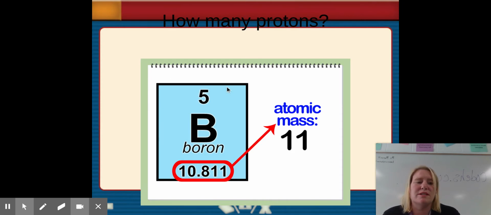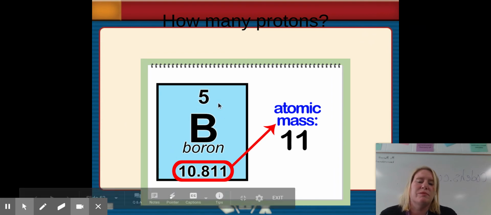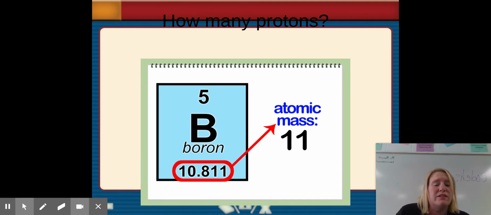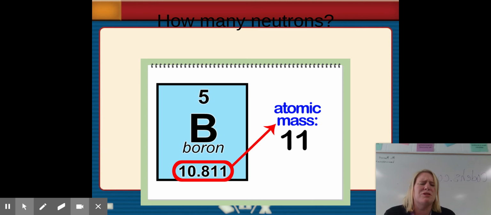So most importantly, I want you to be able to identify the number of protons, neutrons, and electrons. Let's take a look here at boron. Boron has an atomic number of 5, and we're going to say its mass number is 11 because we're going to round this. So how many protons does it have? Well, we just look at its atomic number. There are 5. Next, how many electrons does it have? The pretty cool thing is that a neutral atom has the same number of electrons as protons. So protons equals electrons. Again, we just look at the atomic number. It has 5.